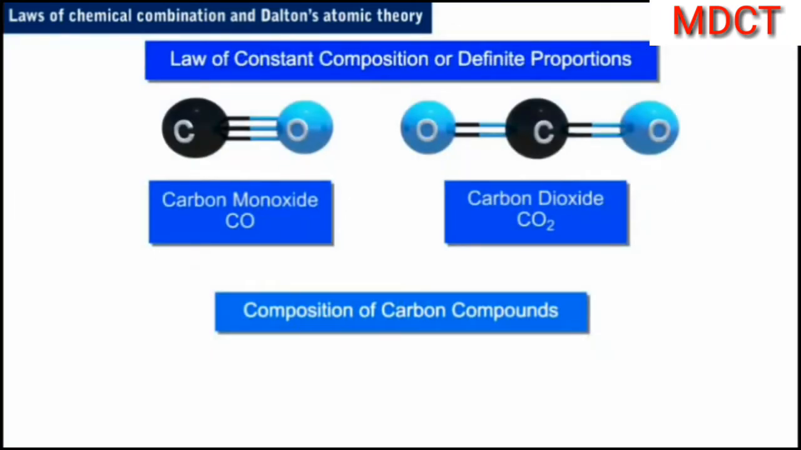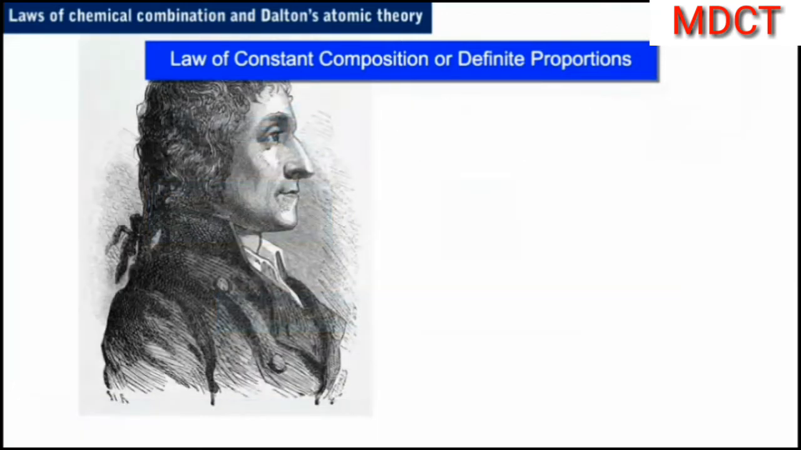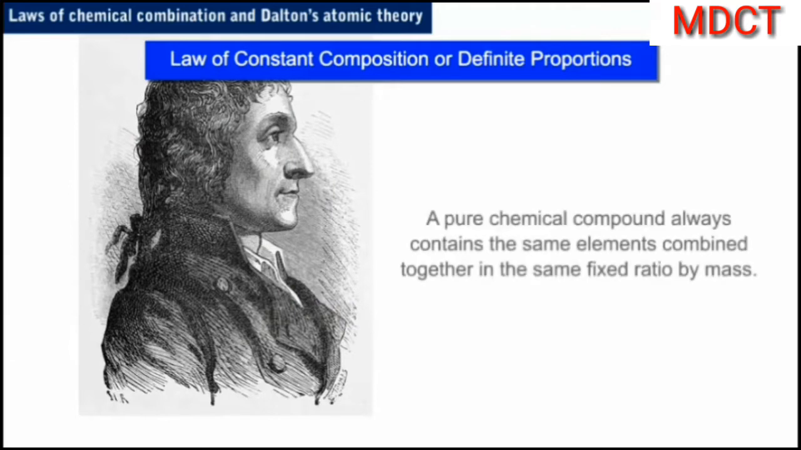Now, let's look at the next law. Law of definite proportions. As the name suggests, this law deals with the composition of various elements present in a compound. In 1799, Joseph Proust proposed the law of definite proportions. This law states that a pure chemical compound always contains the same elements combined together in the same fixed ratio by mass.